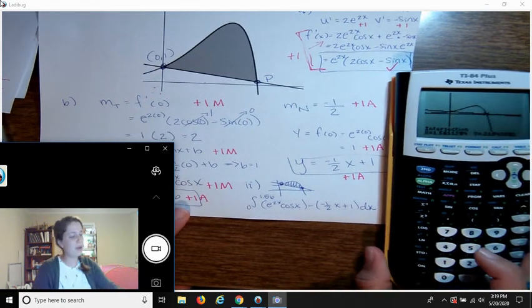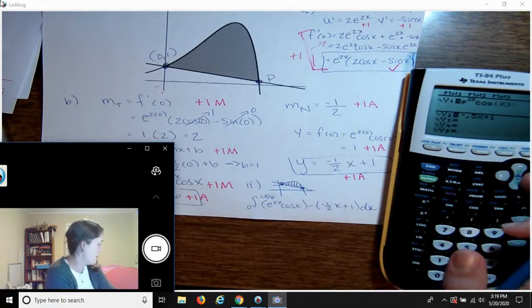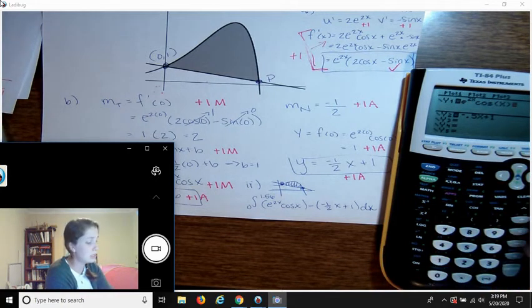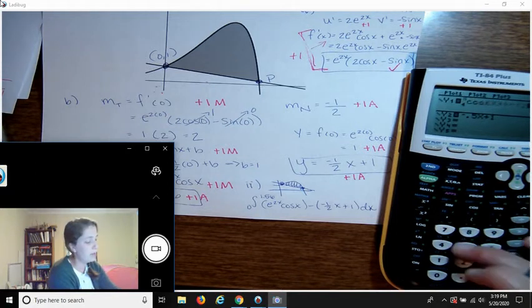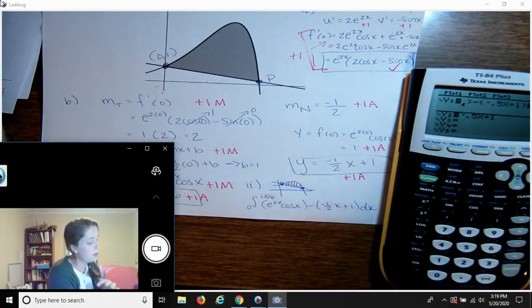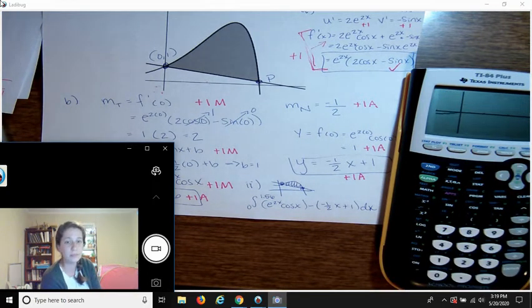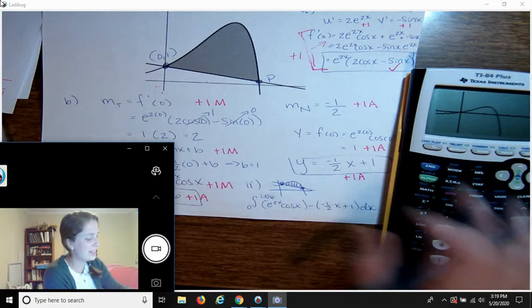So I'm gonna go into my calculator and I'm gonna subtract the negative 0.5x plus 1 from my function, and I'm gonna graph it. And I'm going to calculate.